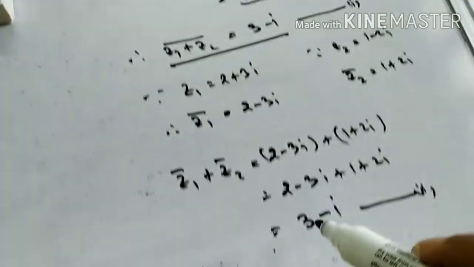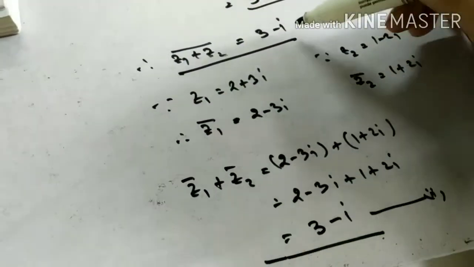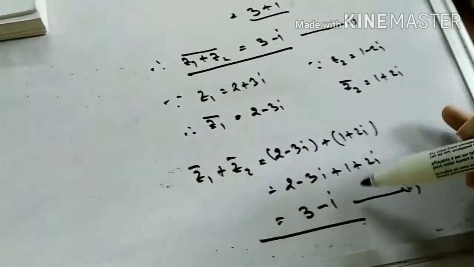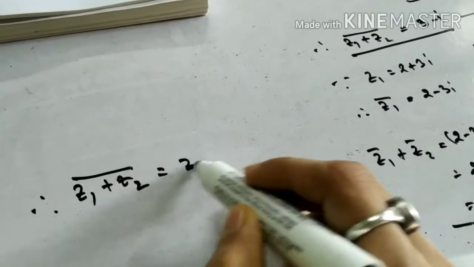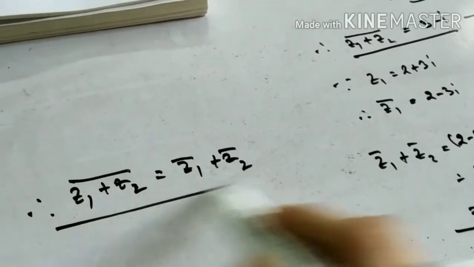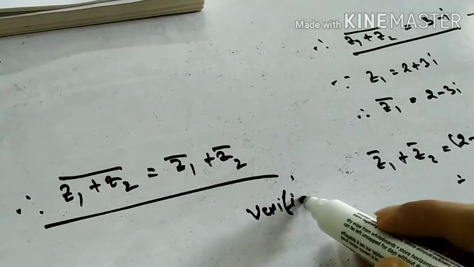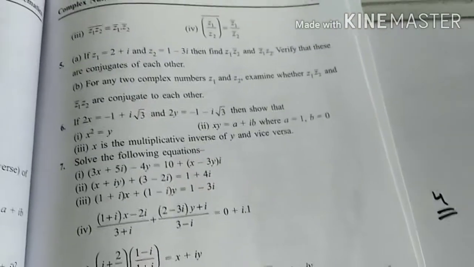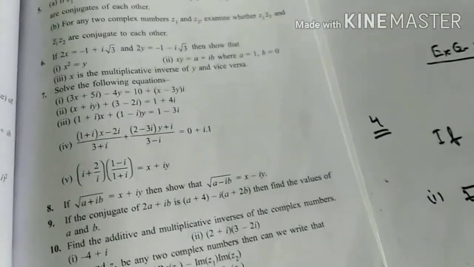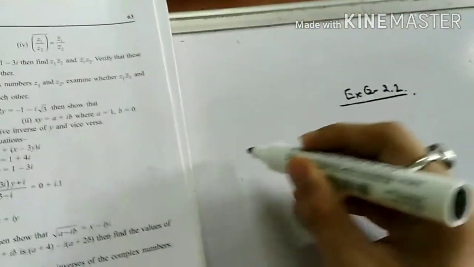From equation 1 and equation 2, what did I get? Right hand side equal, 3 minus i, 3 minus i equal. So left hand side I will get equal. Therefore I can write Z1 plus Z2 bar is equals to Z1 bar plus Z2 bar. This is verified. These things are not so much hard. Rest of these problems you try to do by yourself. I will go to the next, question number 5 here.